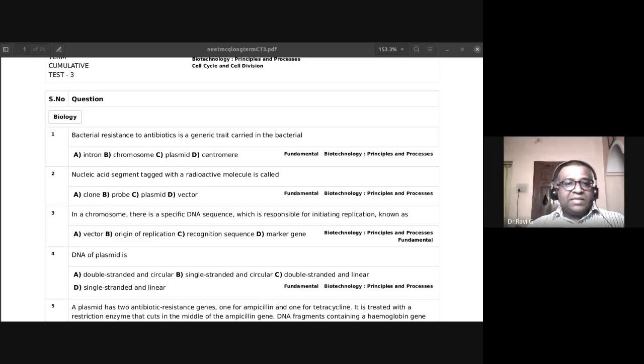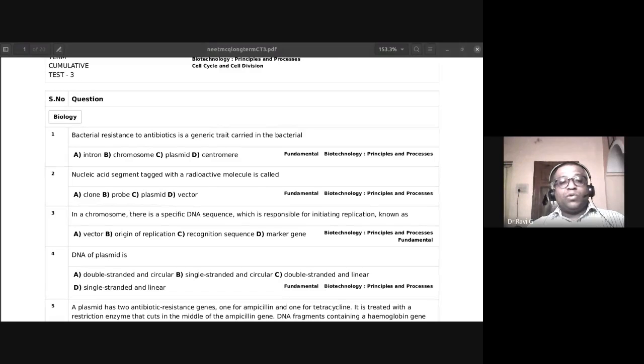The nucleic acid segment tagged with a radioactive molecule is called: probe, clone, plasmid, or vector. Which is the answer for this? So a nucleic acid segment tagged with a radioactive molecule is called a probe. We'll be studying about that in DNA fingerprinting again. So B is the answer.